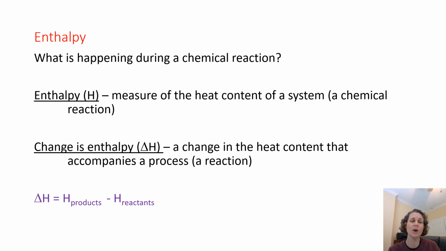Now, our first real concept to deal with is enthalpy. Enthalpy tells you what is happening during a chemical reaction. It is the measure of the heat content in a system. In our case, that's a chemical reaction, a chemical equation. And the real thing that we want to deal with is the change in enthalpy. And this is a calculated value. It has some meaning to it, especially knowing if it is positive or negative. The formula is very easy. It is delta H equals H of the products minus H of the reactants. You will use that formula quite a bit in different parts of this unit.